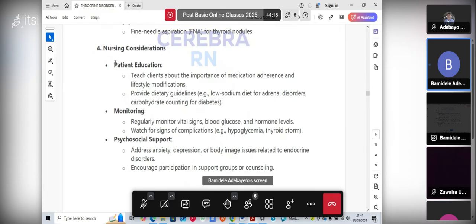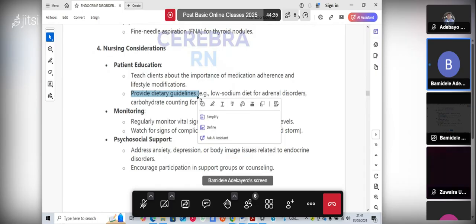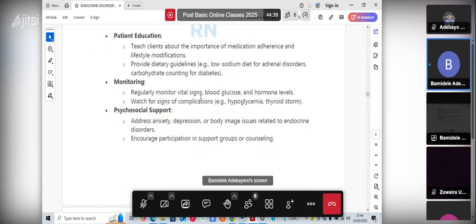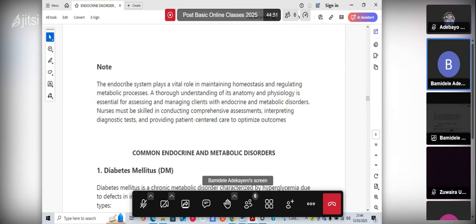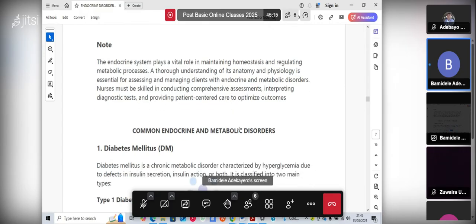So this is what you talk about under patient education, and it includes dietary modification. You need to see if your salt levels are too high, if your sugar levels are too high. You need to abstain from sugary food due to your diabetes, etc. You need to monitor your patients' vital signs, their blood glucose level, and their hormone levels. They need psychological support as well. Just to note, the endocrine system plays a vital role in maintaining homeostasis and regulating the metabolic process. So a thorough understanding is essential for assessing and managing clients. We must be skilled in conducting comprehensive assessment, interpreting diagnostic tests, and providing patient-centered care to optimize outcomes.